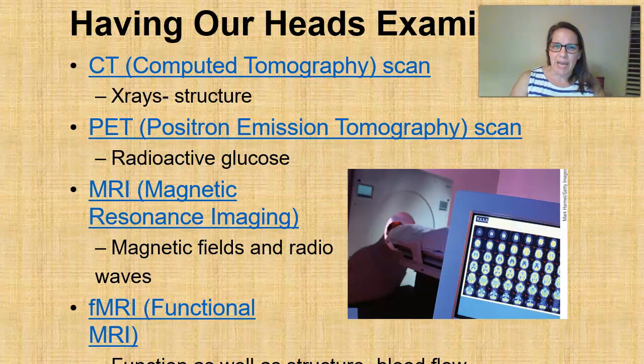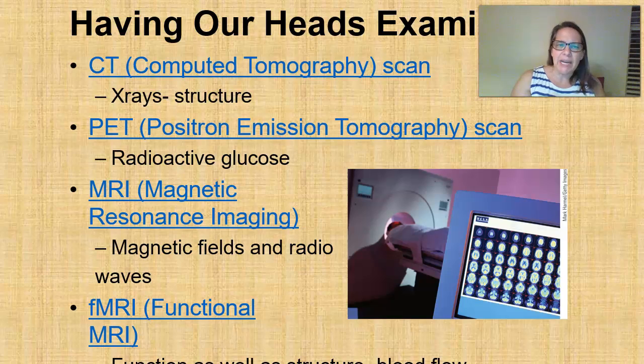The PET scan, positron emission tomography, is where you are injected with radioactive glucose, and then pictures are taken of your brain. And I'm going to show you some images of that in just a second. But the radioactive glucose actually lights up different areas of your brain. And again, you may be asked to read or to have a conversation or look at some pictures. And they're taking pictures of your brain to see what areas of your brain light up with this radioactive glucose.